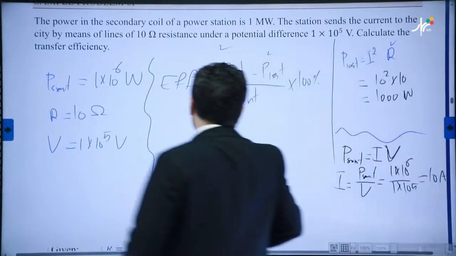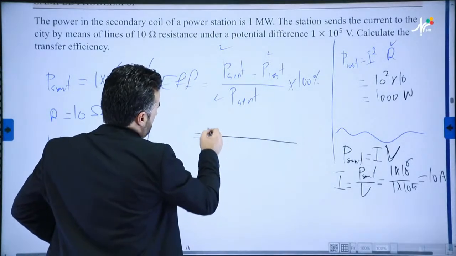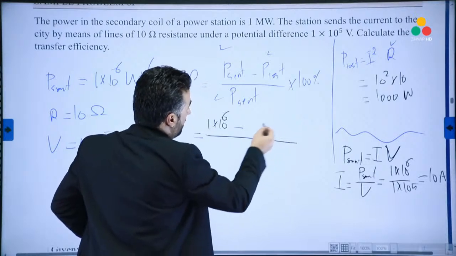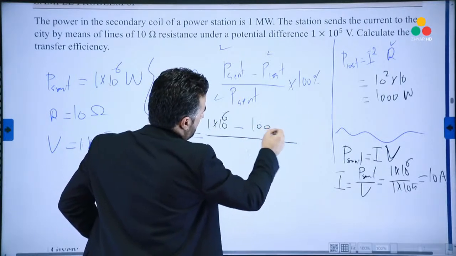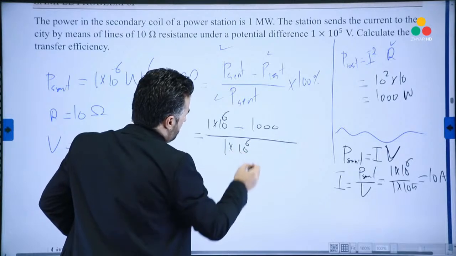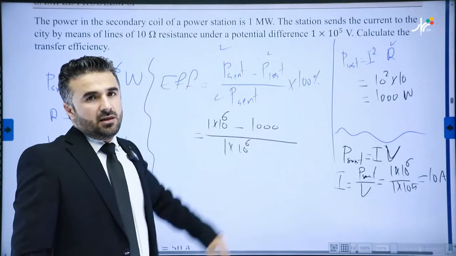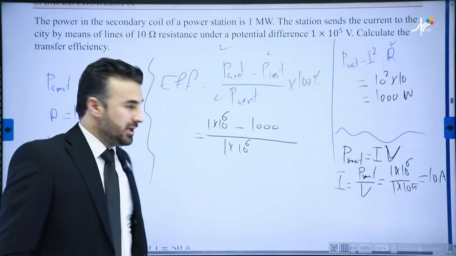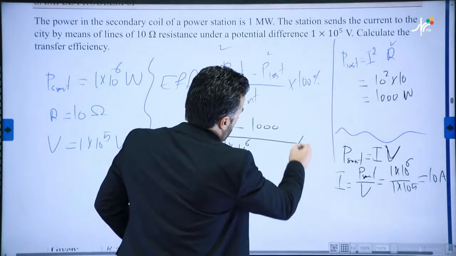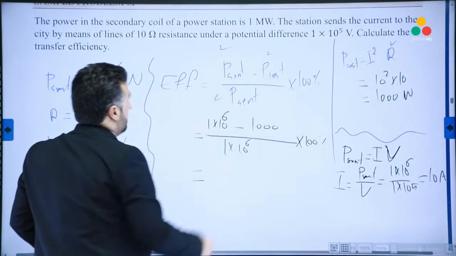So now I can go back to this. I can say power sent is basically 1 times 10 to the power 6, minus the power lost, which is 1,000, and of course divided by 1 times 10 to the power 6 here. This is basically 1 million minus 1,000, that is 999,000. Divided by this, and let me not forget the 100%. Once you do this one, you will get the percentage.